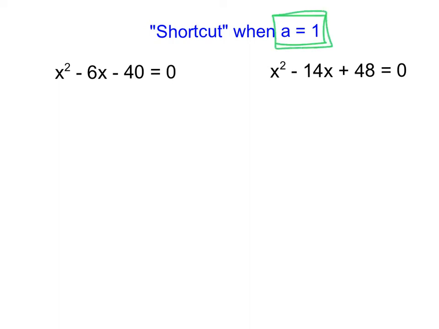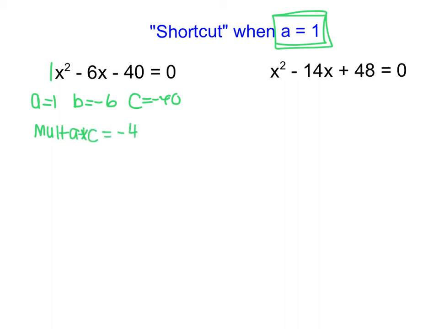So let's use that new shortcut that we learned when A is 1 to solve these two equations below. Now remember, this shortcut only works when your A value is equal to 1. So let's start off here and identify our A, B, and C values. So we see A is equal to 1, B is equal to negative 6, and C is equal to negative 40.